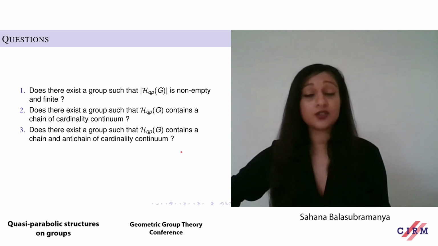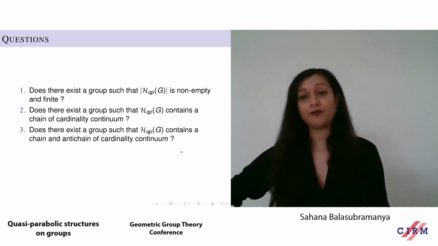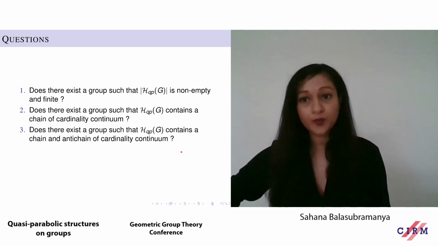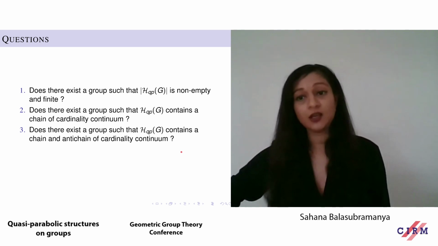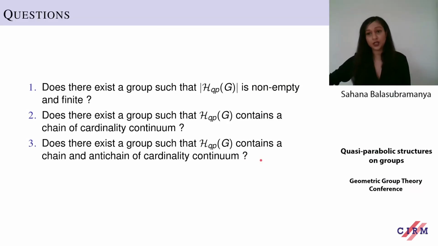And I'd like to mention that instead of quasi-parabolic structures, if we ask the question for general type structures, then the answer is yes. In fact, you can pick your favorite acylindrically hyperbolic group, and HGT of that group will always contain a chain and an anti-chain of cardinality continuum. So this makes it a natural question to ask in the other situation when you have an infinite number of limit points on the boundary of your hyperbolic space.